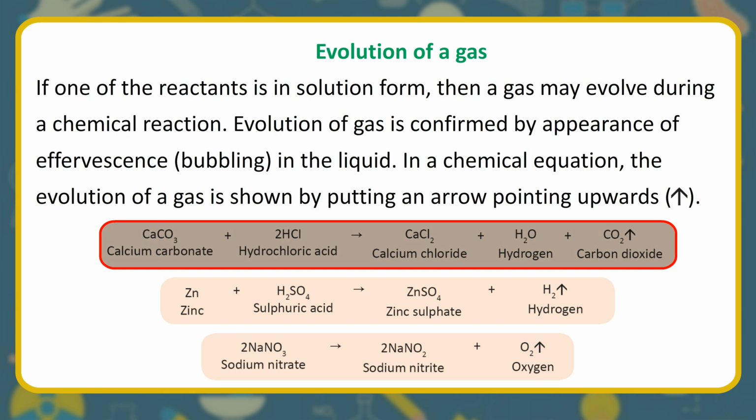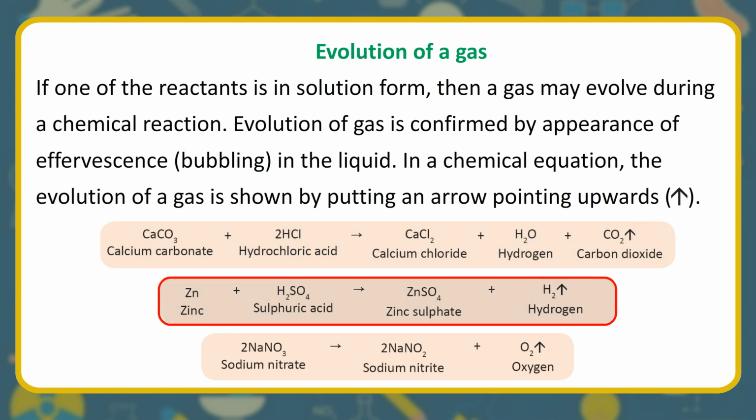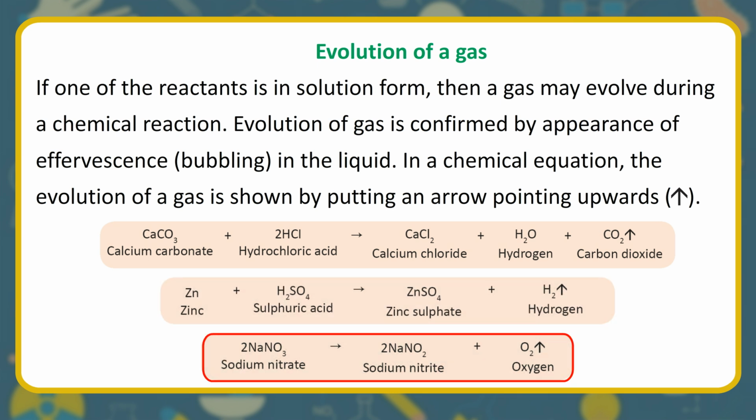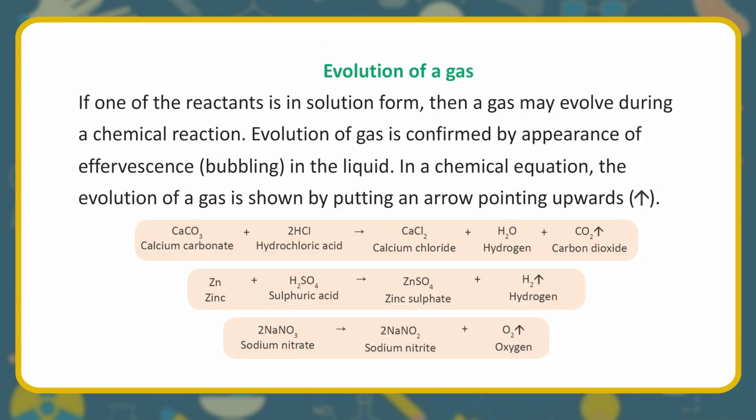CaCO3, calcium carbonate, plus 2HCl, hydrochloric acid, gives CaCl2, calcium chloride, plus H2O, water, plus CO2, carbon dioxide. Zn, zinc, plus H2SO4, sulfuric acid, gives ZnSO4, zinc sulfate, plus H2, hydrogen. 2NaNO3, sodium nitrate, gives 2NaNO2, sodium nitrite, plus O2, oxygen.